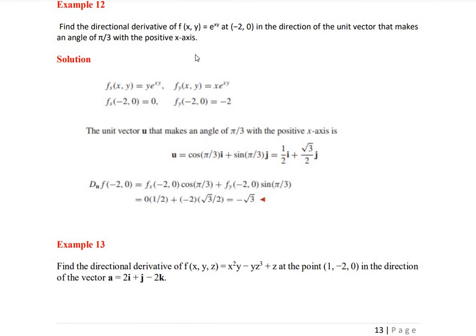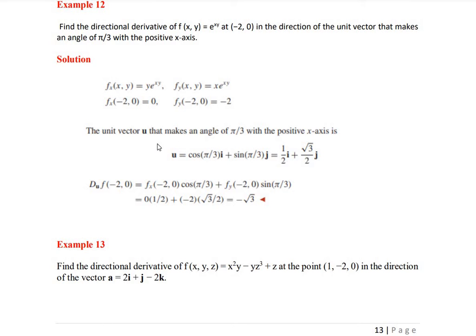Next question: find the directional derivative of f(x, y) = e^(xy) at (-2, 0) in the direction of the unit vector that makes an angle pi/3 with the positive x-axis. So find the partial derivatives with respect to x and y at the point (-2, 0). You will get 0 and -2.